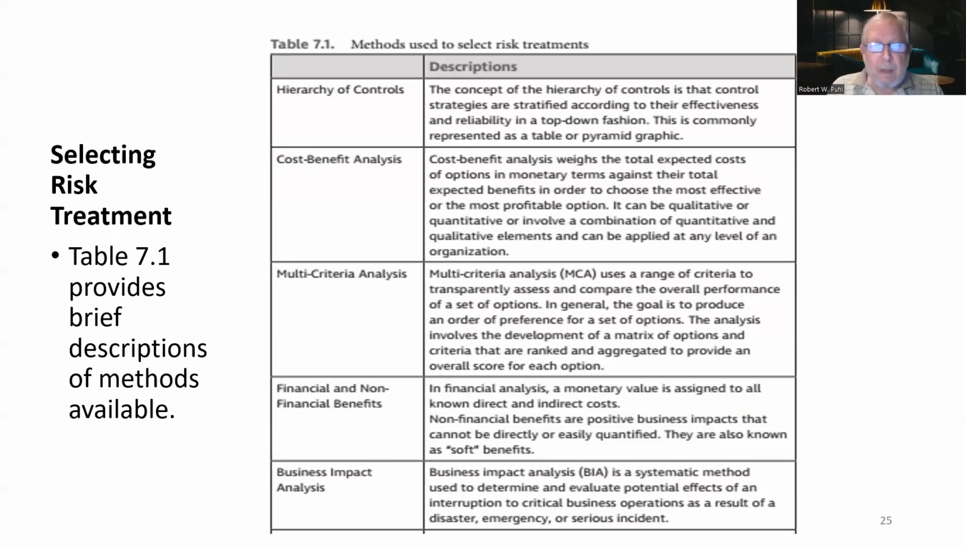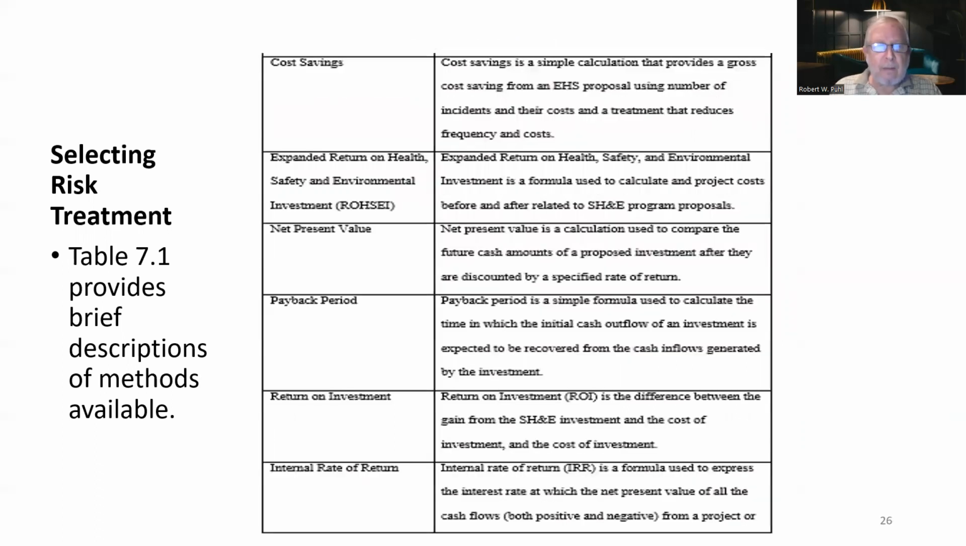Now, these are others: cost-benefit analysis, multi-criteria analysis, financial and non-financial benefits, business impact analysis. We're going to dwell on them briefly, but cost savings, expanded return on, net present value, payback period, return on investment, internal rate of return. Those are all concepts we're going to look at. And chances are, if you're going to get into some of those things, you're probably going to need some help from the accounting department, maybe because the costs are not available to you. Or maybe they are, but we'll look at some of those.